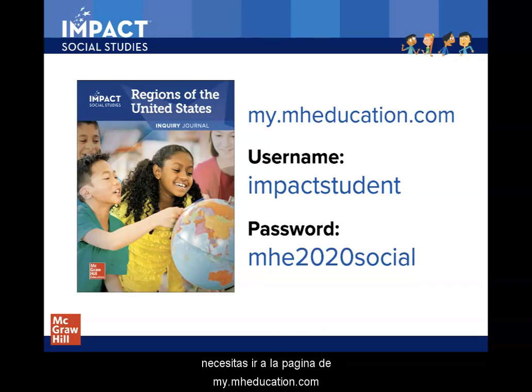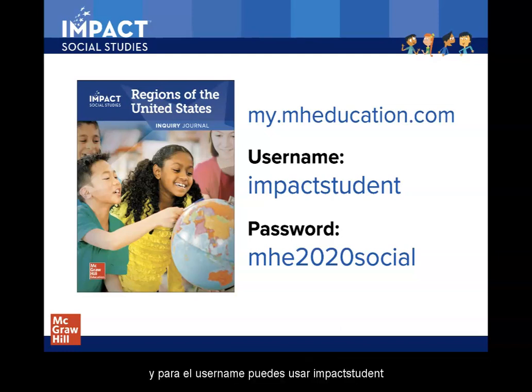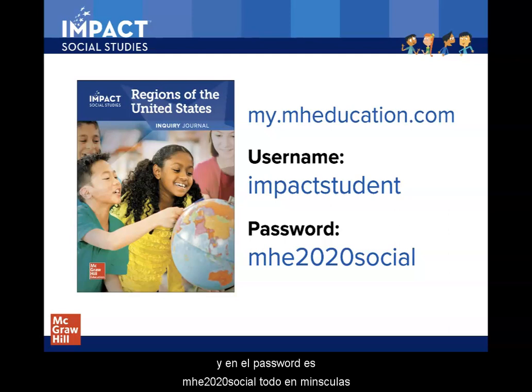You'll go to the website my.mheducation.com, and then when it asks for your username, you'll put in Impact Student, all one word, and then you'll put in the password MHE2020 Social, again, all one word, and all using lowercase characters.